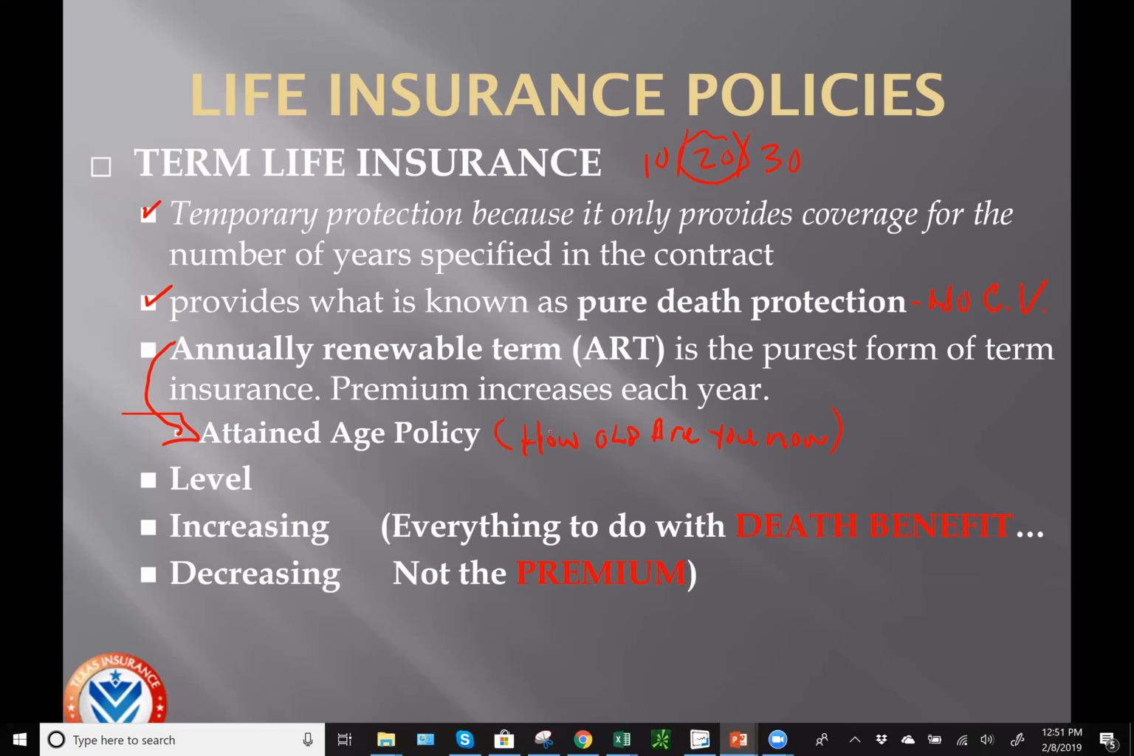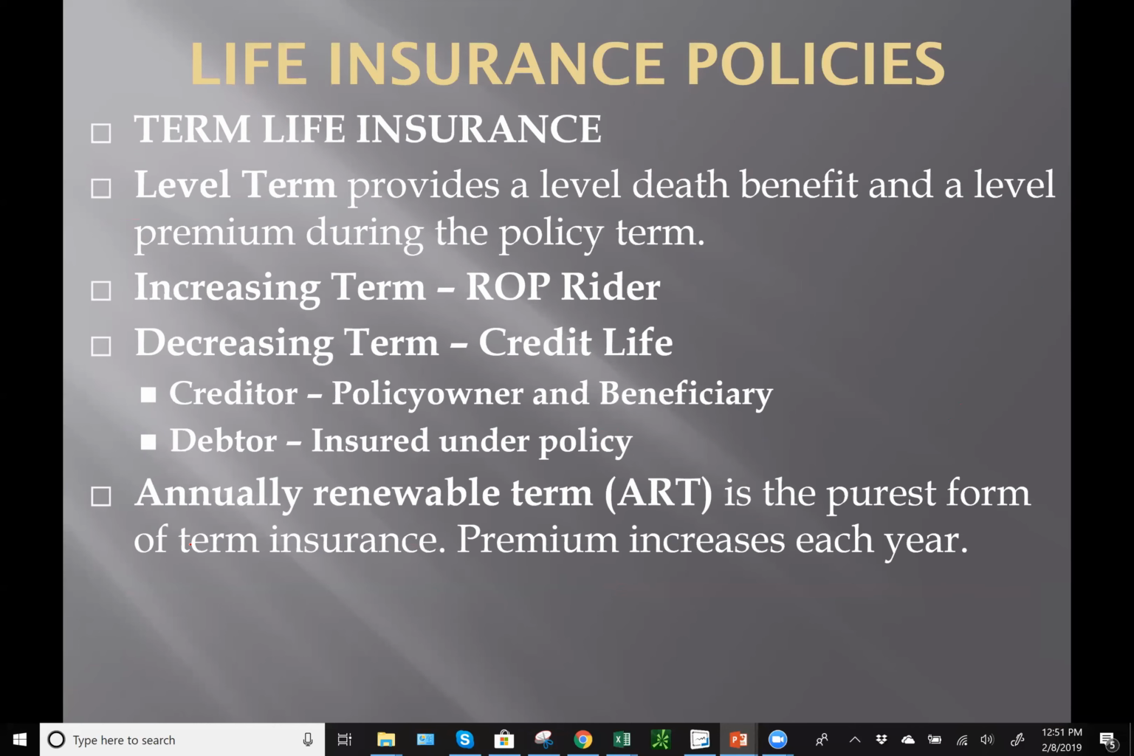These next 3 forms of term insurance, and this is going to be very, very important for your test: level term, increasing term, and decreasing term. These 3 forms have everything to do with the death benefit of a term policy, which means they have nothing to do with the premium of a term policy. Very important concept. It's either a level death benefit, an increasing death benefit, or a decreasing death benefit. So let's walk through these real quick.